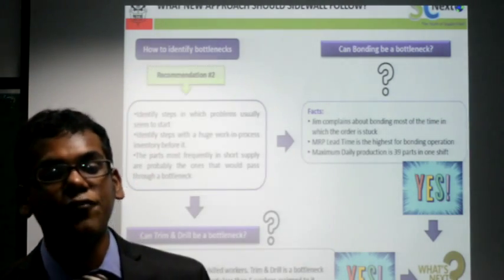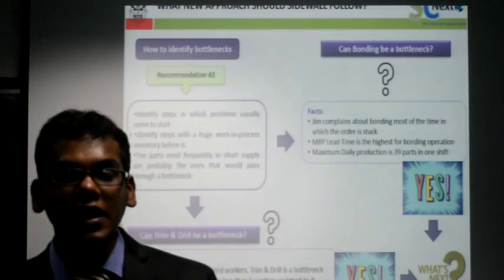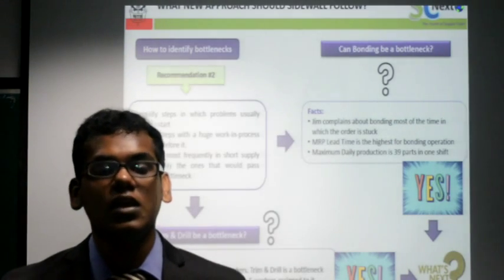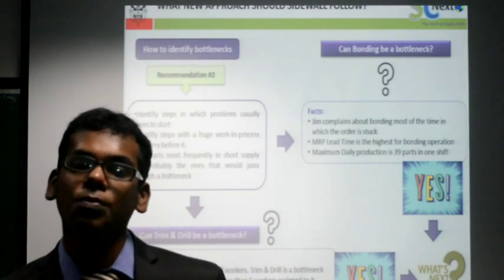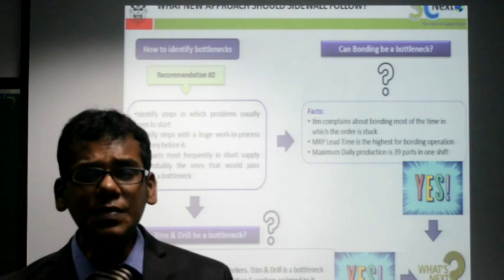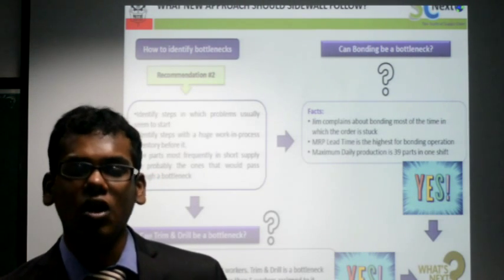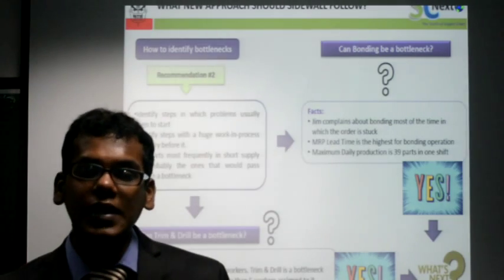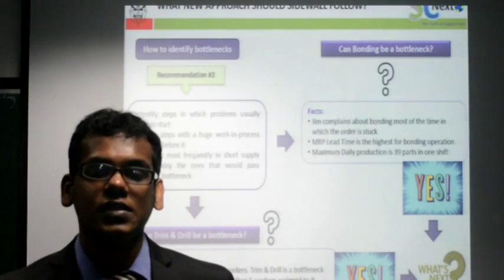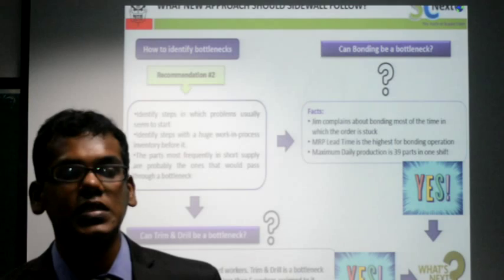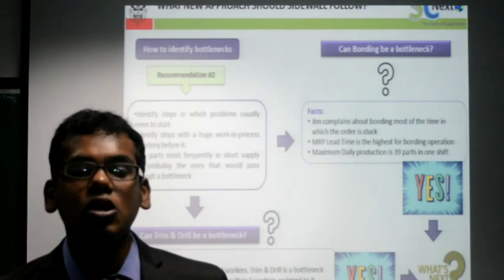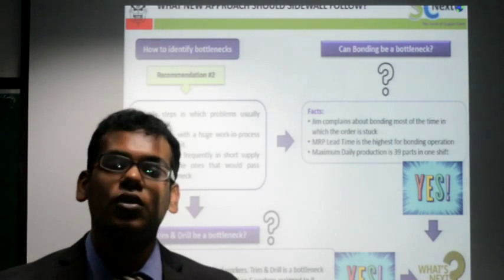Now let's see if we can make use of these points to identify the bottleneck in our system. First, let's look at the facts about the bonding process. Jim complains that bonding is where the order is always stuck most of the time. MRP lead time is the highest for bonding operations. Maximum daily production is 39 parts in one shift. So yes, bonding can be our bottleneck.